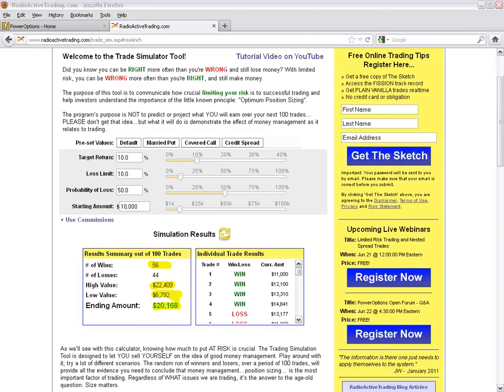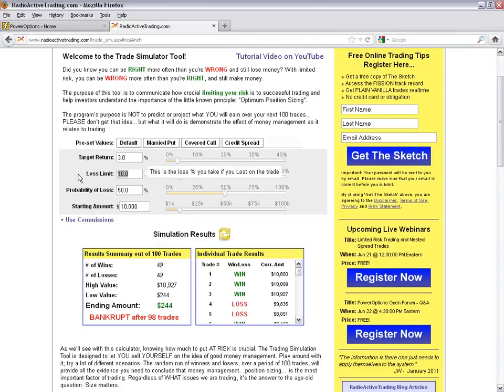Let's talk about covered calls for a minute, or naked puts even. I sell a covered call position 1 month out in time. Well, then I might be looking at a target return of 3%. And let's lower our loss limit. I'm going to try to lower the loss limit down to 7. Let's put it at 8%, following the IBD rules down to 8%.